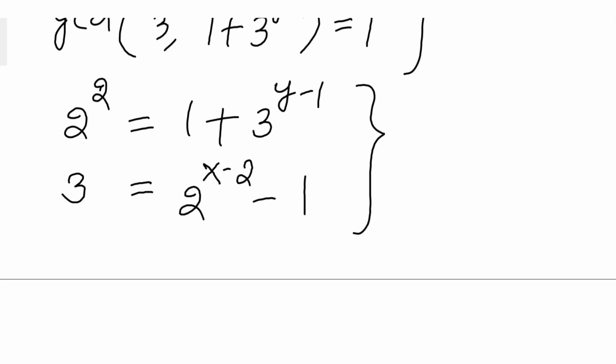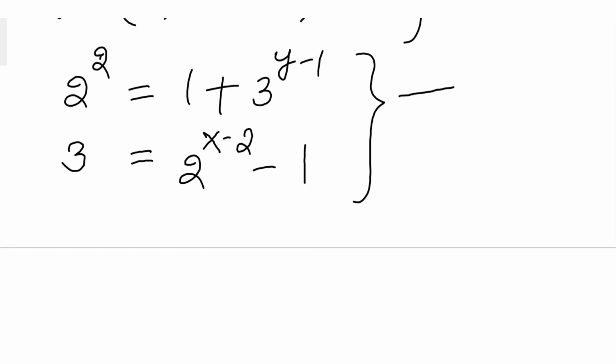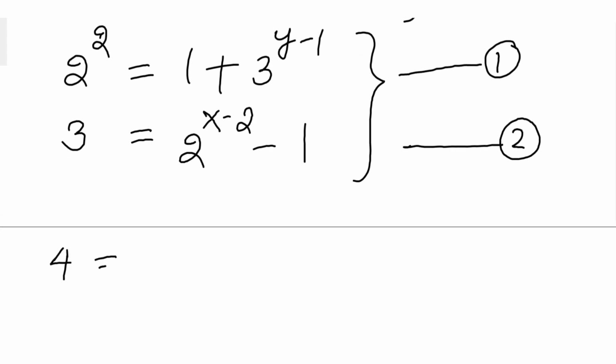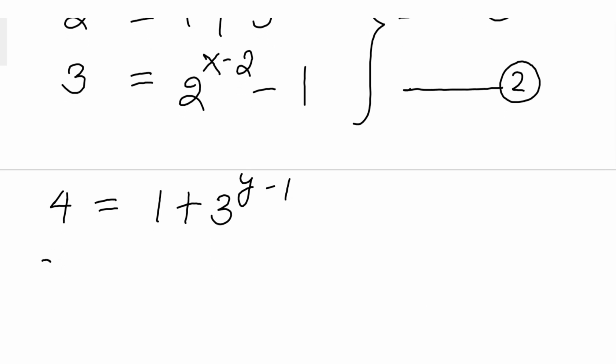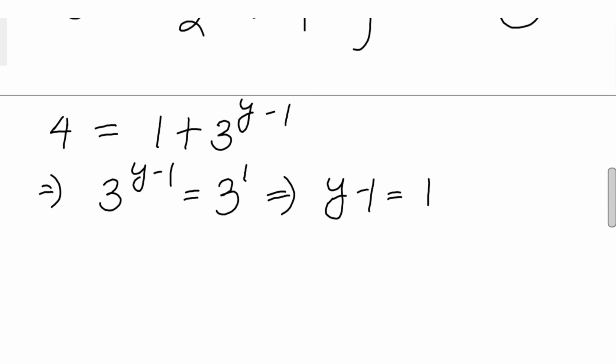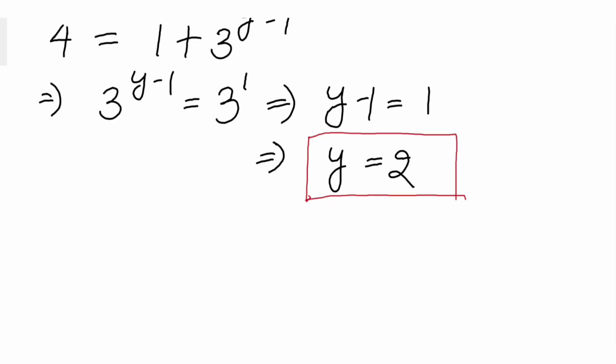Now let's try to solve it. So first equation, second equation. 4 equals 1 plus 3 to the power y minus 1, and from here 3 to the power y minus 1 is going to be 3 after subtracting 1, and now this is nothing but power 1. Now equating power to power, we'll get y equals 2.